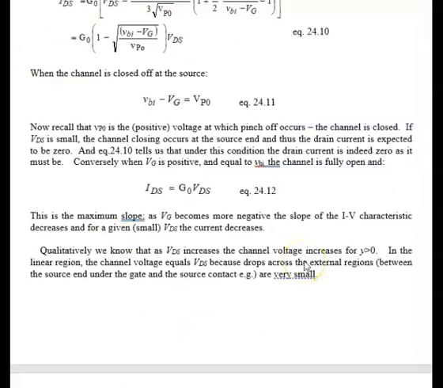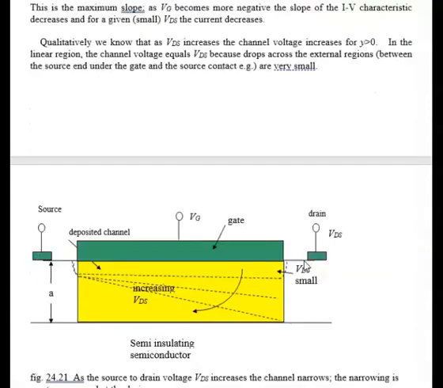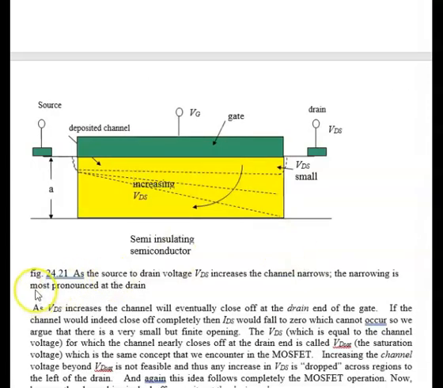Okay, so now let us continue. And these results are summarized in figure 24.21. And what we have here is for a very small VDS. This top line here may have just a tiny, tiny bit of a downward slope. This part at the drain will be somewhat lower than at the source, but if the VDS is small, the difference will be very small, and the slope will be small.